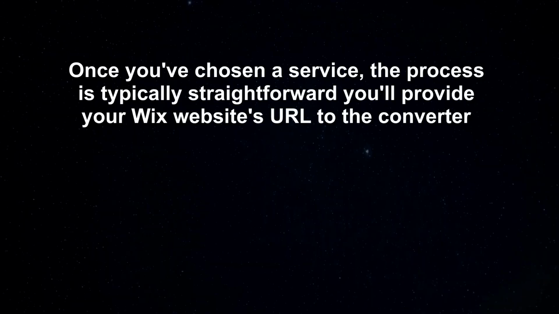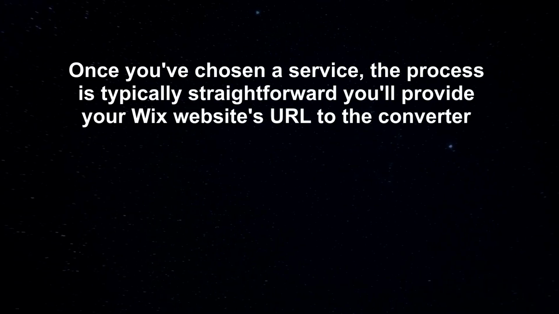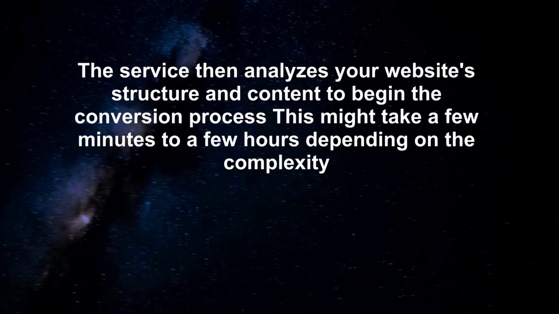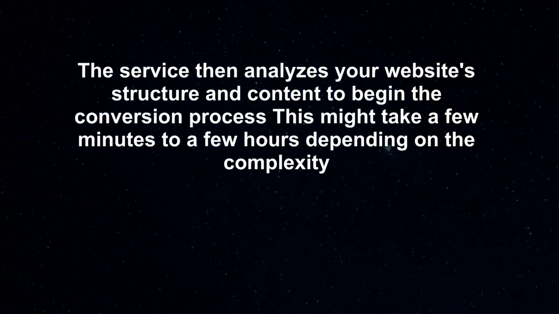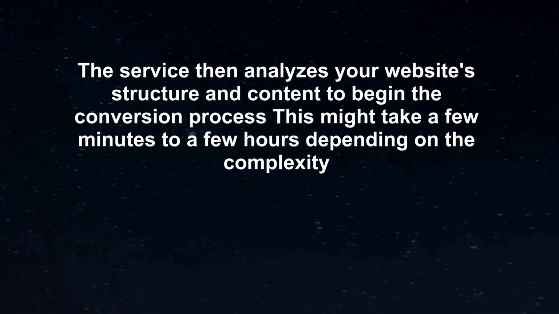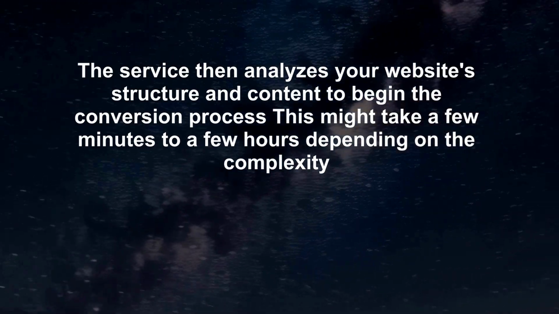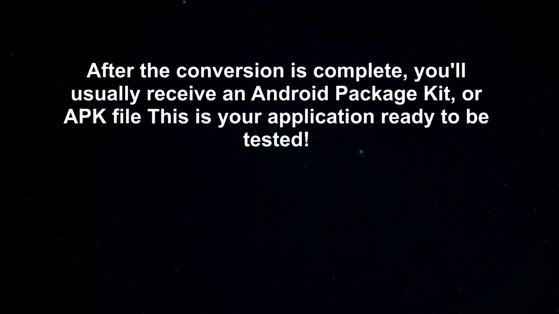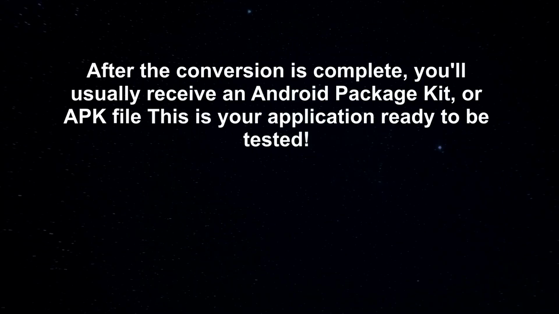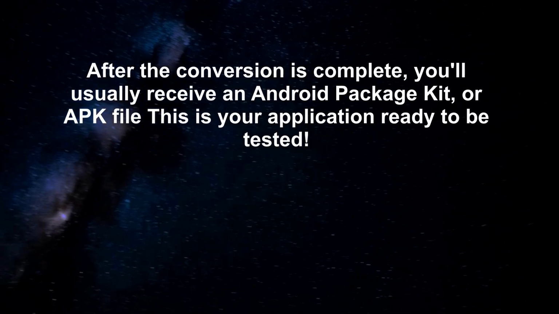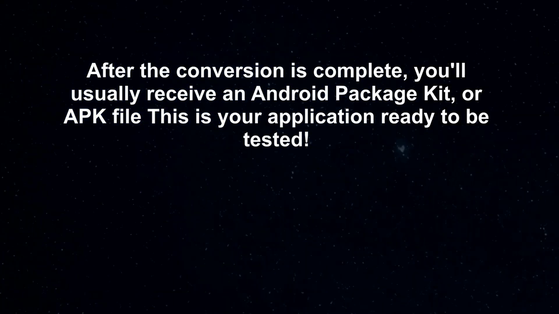Once you've chosen a service, the process is typically straightforward. You'll provide your Wix website's URL to the converter. The service then analyzes your website's structure and content to begin the conversion process. This might take a few minutes to a few hours, depending on the complexity. After the conversion is complete, you'll usually receive an Android package kit, or APK file. This is your application, ready to be tested.